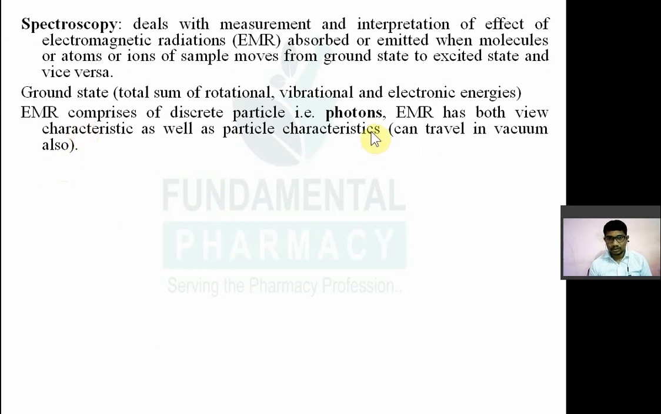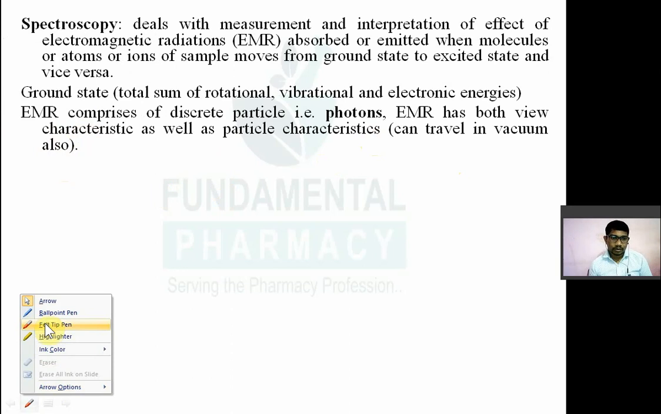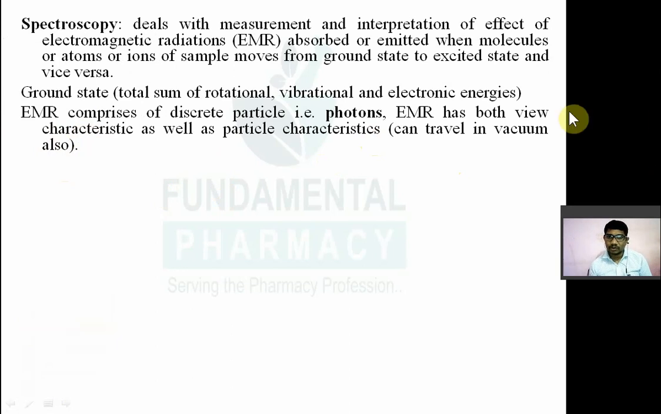ठीक है, EMR has both characteristics. कौन से? Wave characteristic as well as particle characteristic. So electromagnetic spectrum will have two characteristics. First one is wave, W-A-V-E. Wave characteristic as well as particle characteristic.